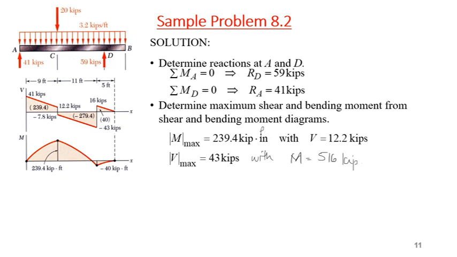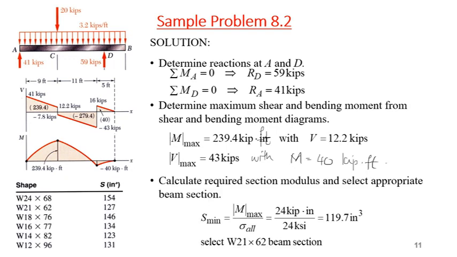Sorry, this is fit. So that is, sorry, let me remove this one. Control P, 40 kilopound fit. Okay. Now let's see how to. So based on the maximum bending moment, we found what will be the section modulus.